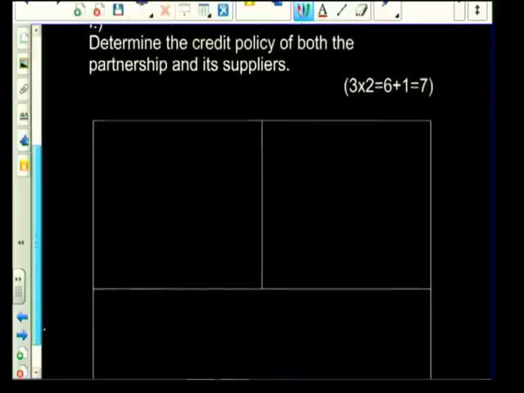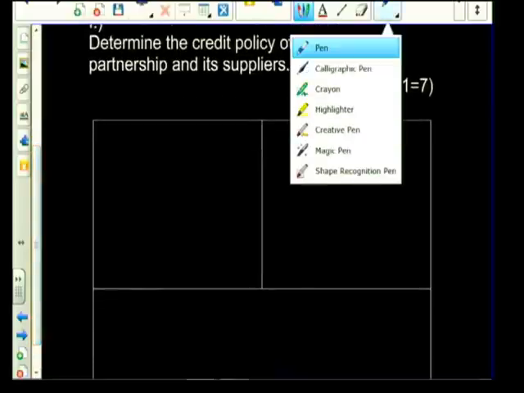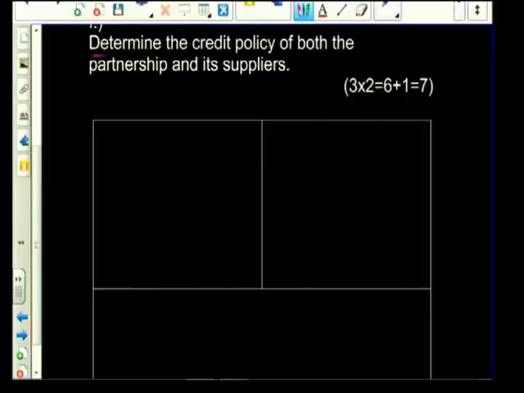Let's look at the next question. Our next question relates to credit policies, and it tells us to determine the credit policy of both the partnership and its suppliers. If we're determining credit policies, we need to look at the two ratios that relate to the debtors and the creditors. For the partnership's credit policy, we want to know what credit terms the partnership extends to its debtors, so we calculate the debtors' collection period.